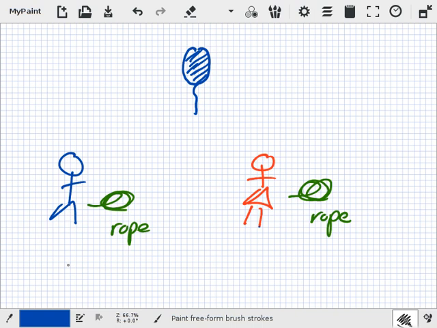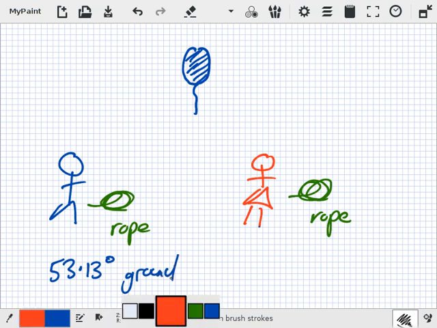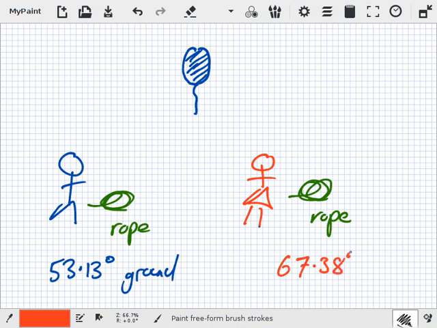So his rope makes an angle of 53.13 degrees to the ground. And we'll say hers makes, her one is 67.38 degrees to the ground.